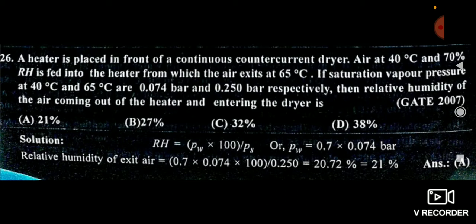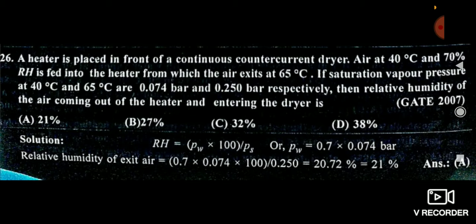Now friends, see another question. Here it is saying that 70% is the relative humidity fed to the heater, and the saturation vapor pressure at 40 degrees and 65 degrees is 0.074 and 0.250 bar respectively. Then find the relative humidity of the dryer at this temperature.